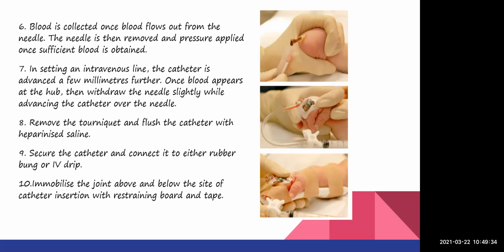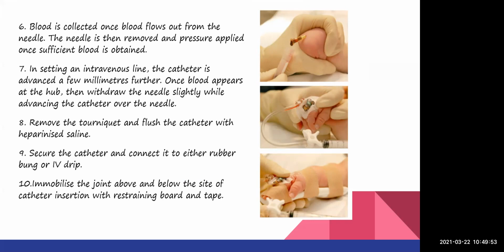So this is only if we want to take a blood sample. But if we want to set an intravenous line, the catheter is advanced a few millimeters further. Once blood appears, we withdraw the needle slightly while at the same time advancing the catheter over the needle.